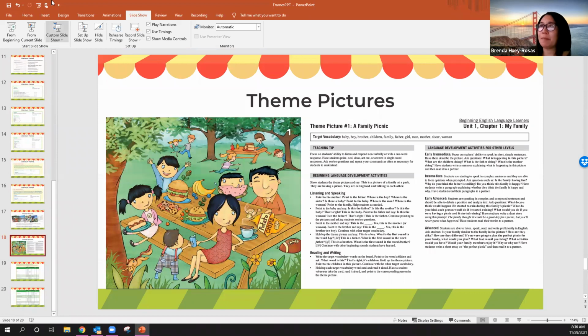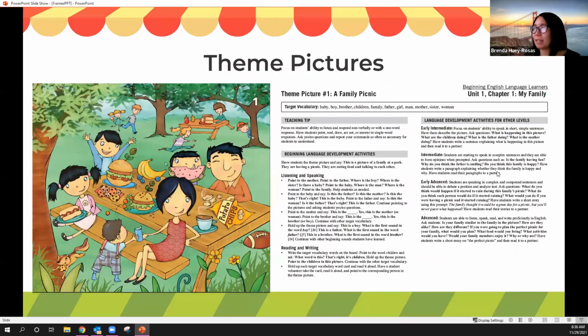So here's a theme picture, and in the theme picture, you're going to be able to have a lot of activities that are already there for you for multi-level. So for example, you're going to have listening and speaking as well as reading and writing. These activities are already done for the teacher. I could have all of my level 1s, early intermediate 2s, intermediate 3s, early advanced 4s, and advanced 5s, all of them in the same class, all in front of me.